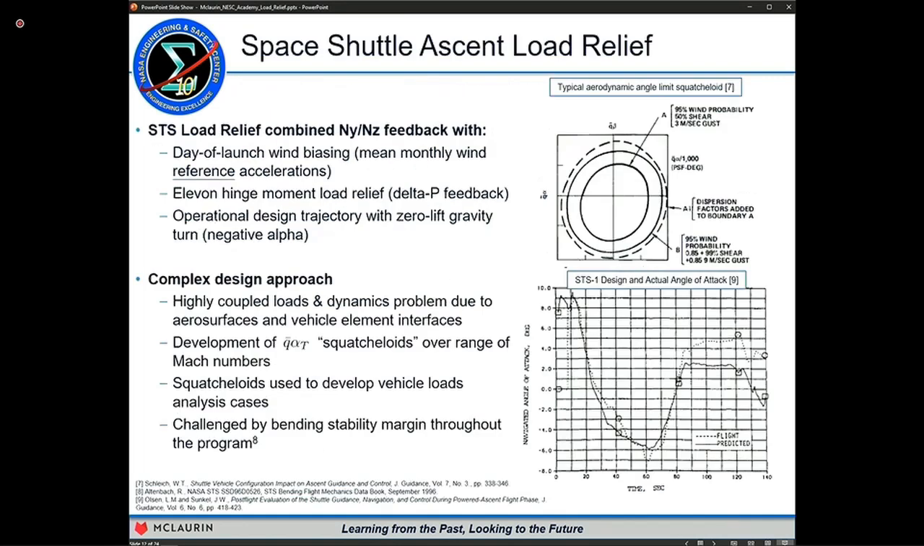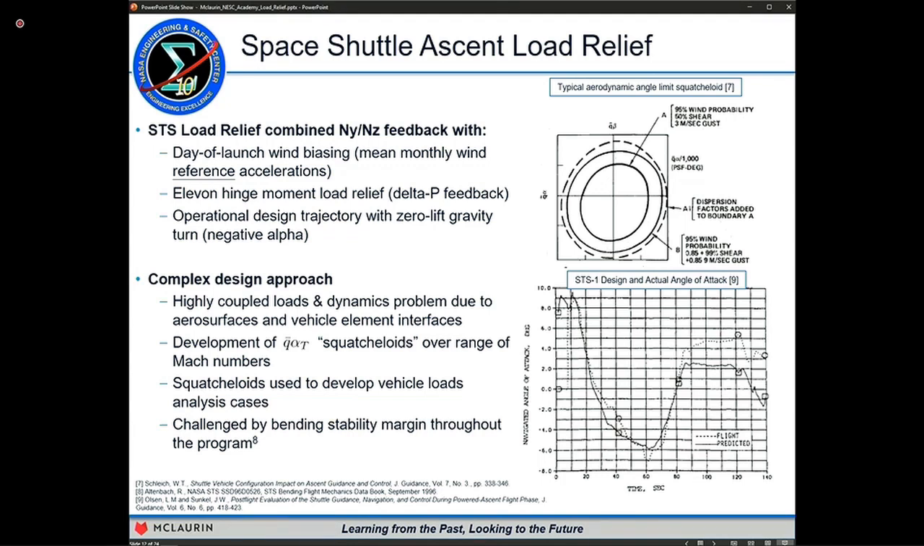So let's talk briefly about Space Shuttle ascent load relief. Shuttle ascent load relief was an implementation very similar to Saturn I, Saturn IB, combining NY or lateral and NZ normal feedback with day of launch wind biasing, which I'll talk about in just a minute. A system that was kind of independent did Elevon hinge moment load relief, and this used delta pressure feedback in the actuators to essentially allow the Elevons to trail and respond to loading changes and not overload the Elevon structures.